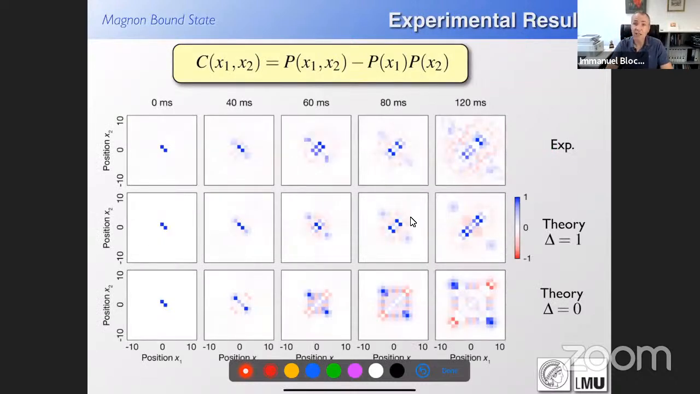Okay, yeah, let's do the experiment. So we can do the same thing now. That was all theory. We can do the experiment. In that experiment, we can only do it at the Heisenberg point.